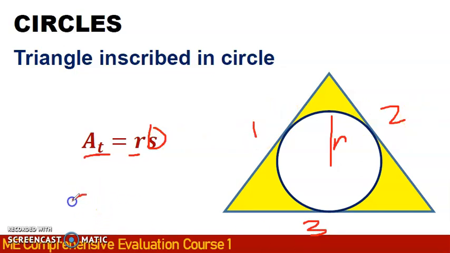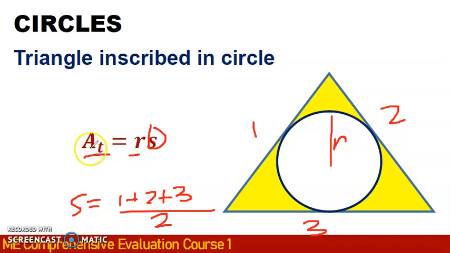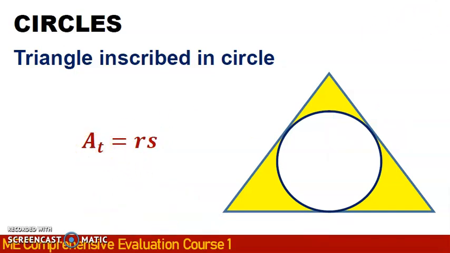So the s here is equal to 1 plus 2 plus 3 divided by 2. So that's the semi-perimeter, used in order to find the value of the area of the triangle.